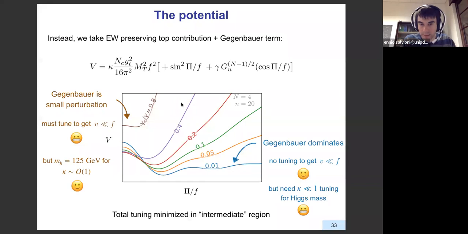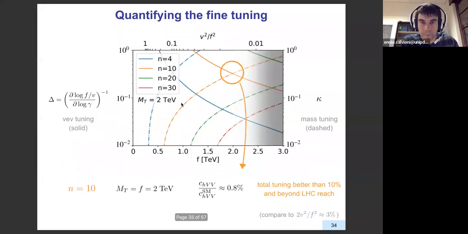Okay, yeah. So the compromise will be in the intermediate region. Okay, and this is not completely satisfactory, of course. This is the plot that I want to show for the tuning. So let me be slow here. So this plot is showing two things, depending on whether the contours are solid or dashed.